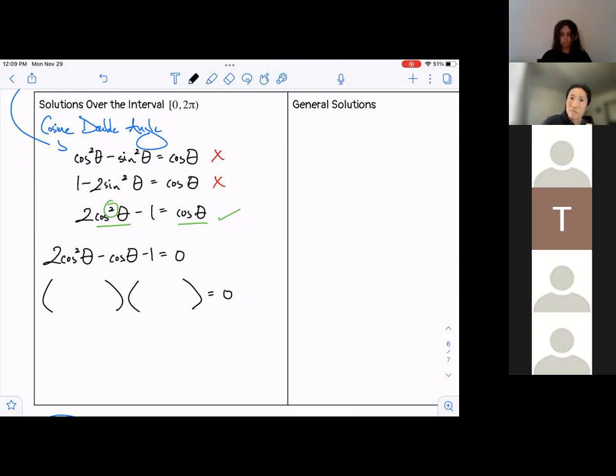It'll be 2 cosine x minus 1 times cosine x minus 1. All right, what do we think? We can FOIL this out real quick. We get 2 cosine squared, which works out. I get negative 2 cosine and then minus another cosine, which does not give me that middle term. So I think we need to revisit that factoring there.